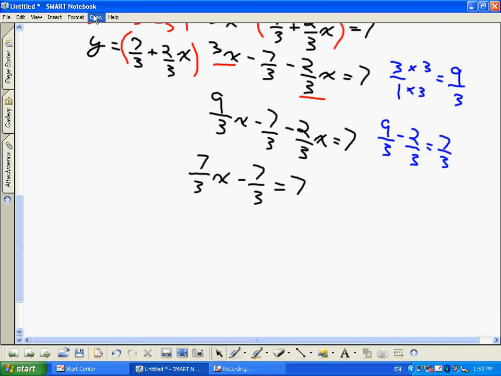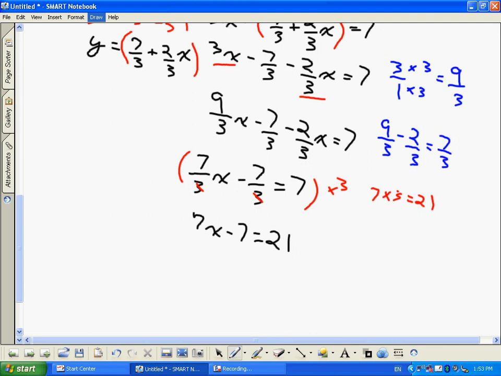Okay. One way to get rid of these fractions is because this whole side is divided by 3. If I multiply the entire equation by 3, it'll get rid of this 3, this 3. 7 times 3 will be 21. So our new equation will read 7x minus 7 equals 21. That's a little easier to work with.